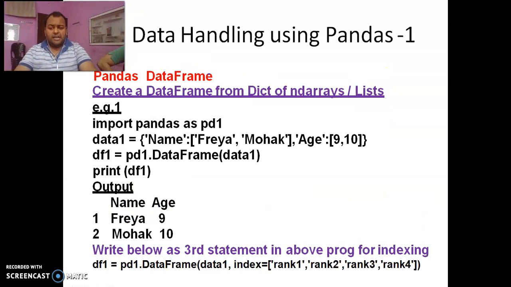Now how can we create data frames using dictionaries of arrays? How can we create a data frame from a dictionary of ND arrays? Import pandas as pd, data 1. Now this is for the dictionary, this is key and this is value, this is key and this is value. Here I have written, this is simple. Now at first Freya is there, 9 is there, 2, Mohawk is there, 10 is there. Okay, if I want to do indexing, then rank 1, rank 2, rank 3, rank 4 we can use.